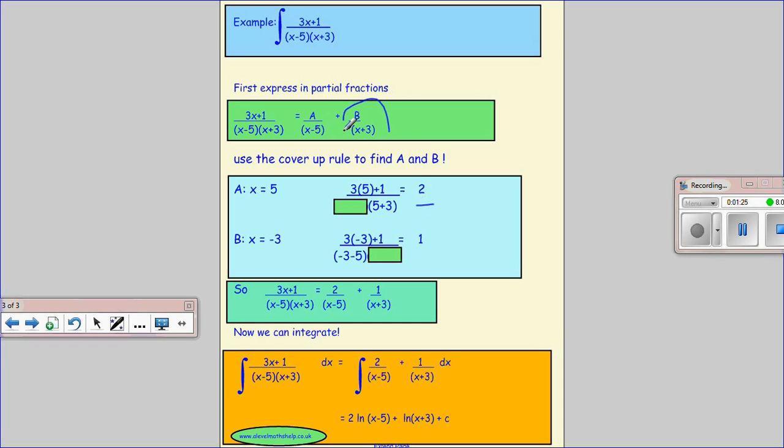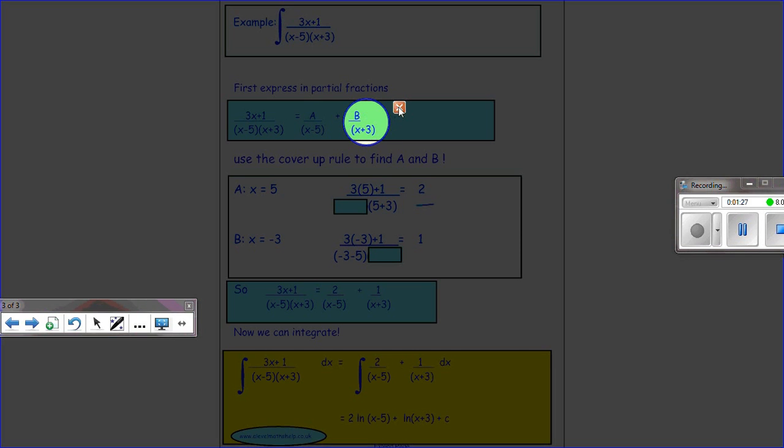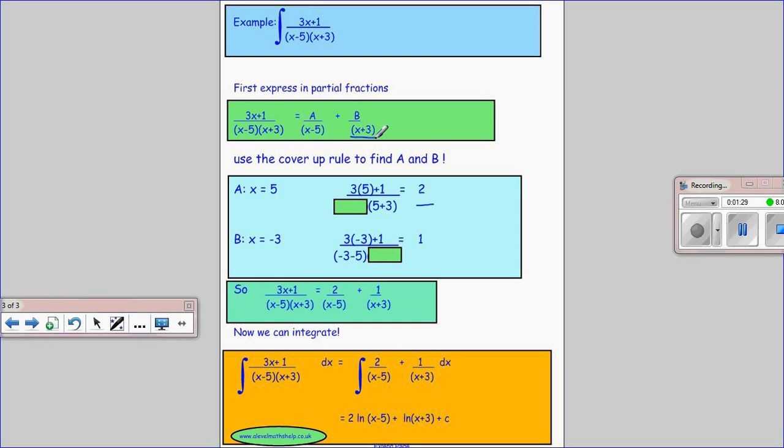I then want to look at the B bit. So I say, when does that bracket go to 0? That bracket goes to 0 when x equals minus 3. I then want to cover up my x plus 3 bit. And then I want to substitute the minus 3 in what's left. So I get (3 times minus 3 plus 1) over (minus 3 minus 5). And then when I work that out, that gives me minus 8 on the top and minus 8 on the bottom. So I get 1.